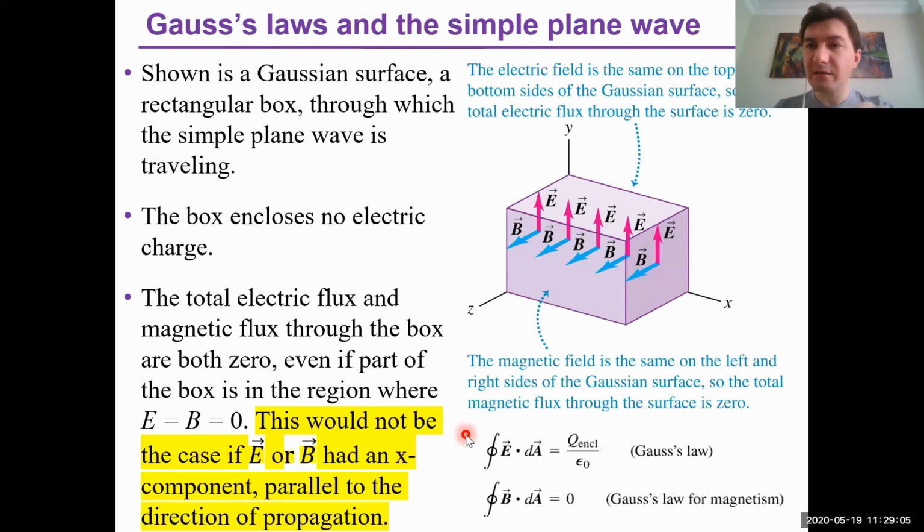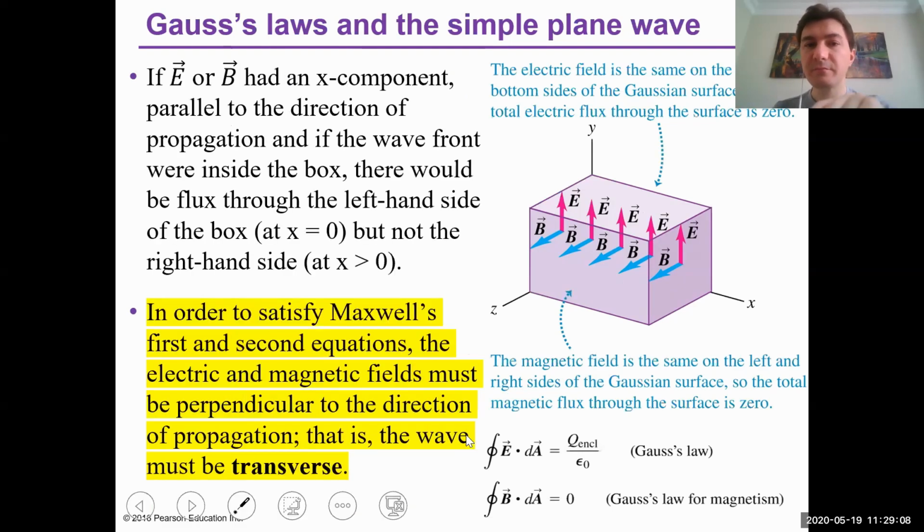So then we can tell you that in order to satisfy Maxwell's first and second equations, the electric and magnetic fields must be perpendicular to the direction of the propagation. So you cannot have any component of electric and magnetic fields along the propagation direction in order to satisfy Maxwell's first and second equations. So these fields are also perpendicular to each other. Then the wave is called as transverse.